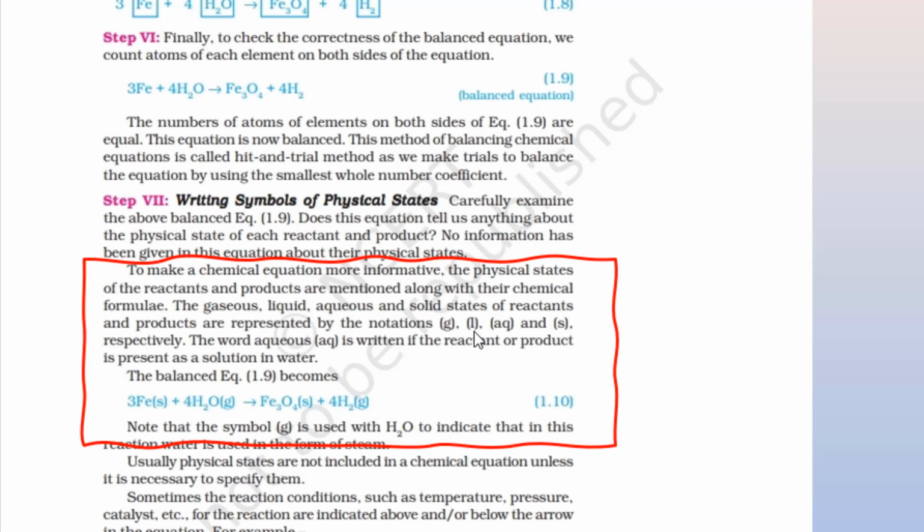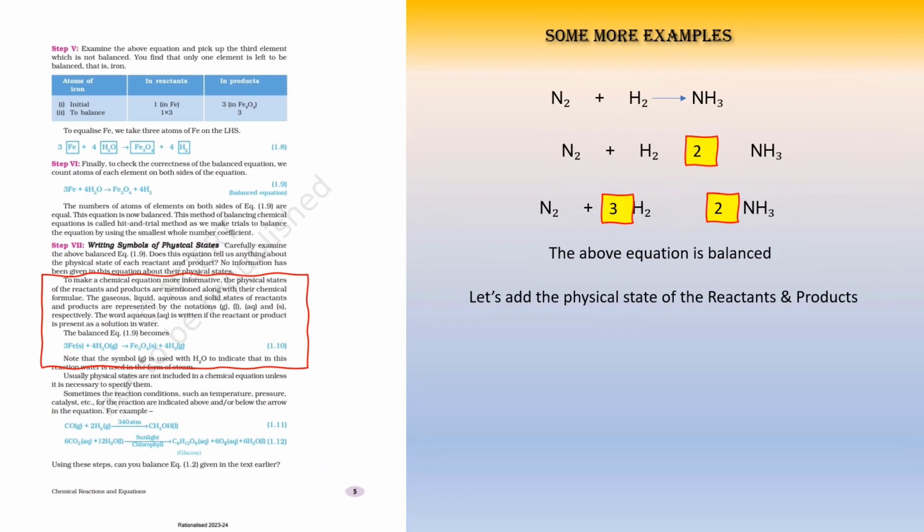L is written when the element is in liquid form in the normal condition. AQ is written when the element is dissolved with the liquid for a reaction to take place. So these are two different things. So henceforth, I'll try to write the physical states of the reactants and the products. So let's see the first example.